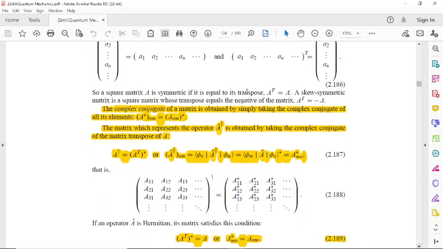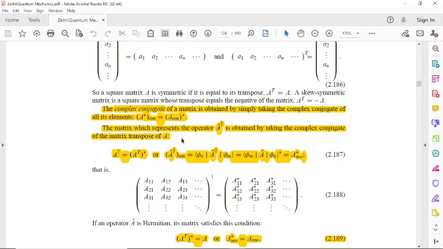Then the complex conjugate of a matrix is obtained by simply taking the complex conjugate of all its elements. You can take the complex conjugate of the complex conjugate matrix. A star star nm is equal to A nm.